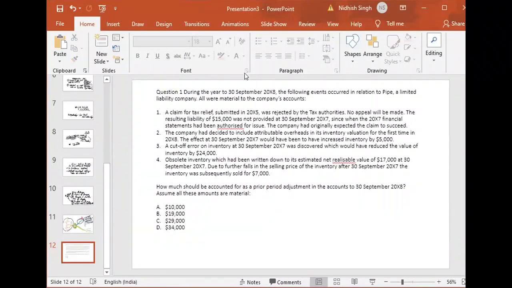So this is a question. As usual, it is good to first read the question before going through the details. How much should be accounted for as a prior period adjustment? What should be the PPADJ? What should be the prior period adjustments to the account of 30th September 2008? Now go through each item 1, 2, 3, and 4, and we'll discuss this.